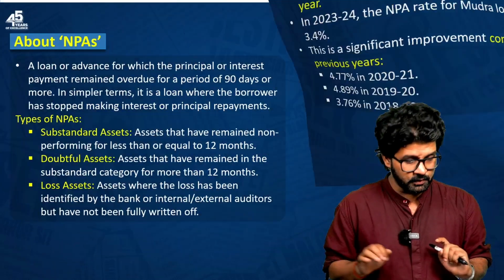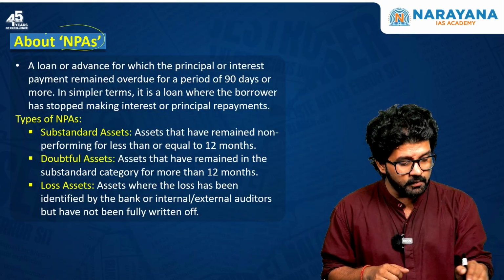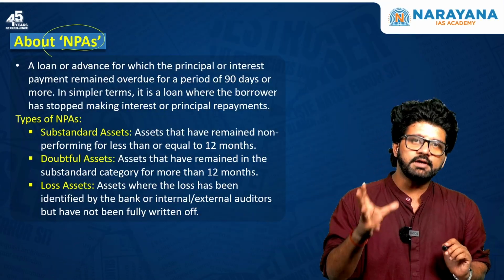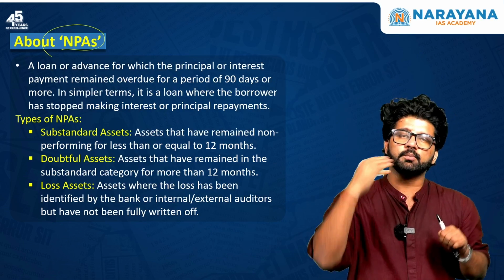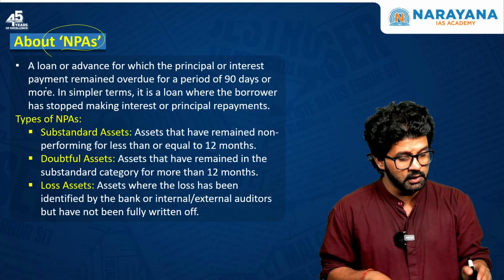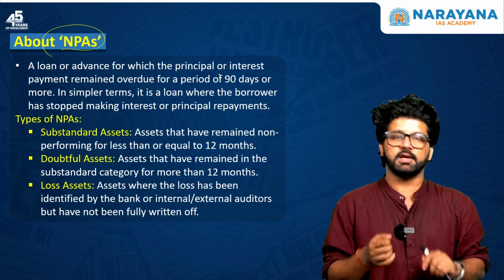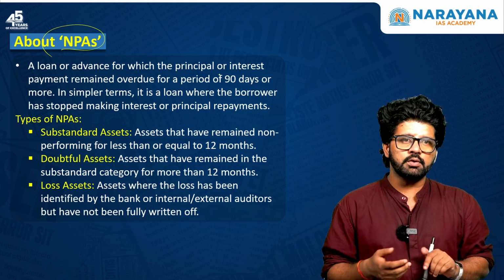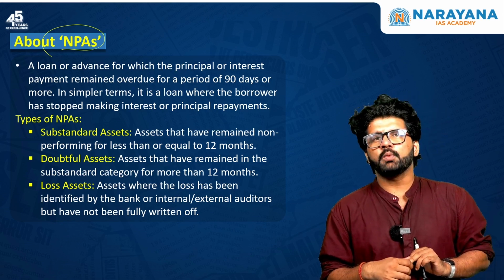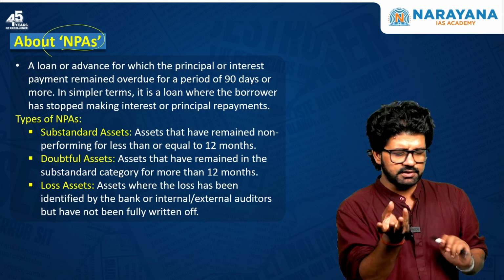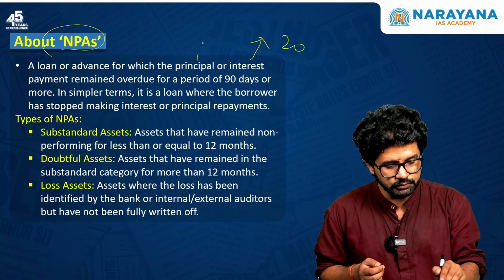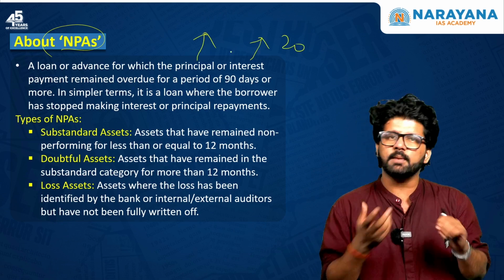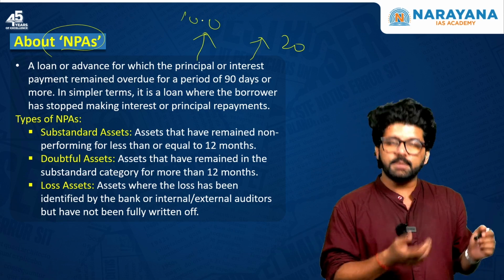Now the terms: non-performing assets. What are the different types of non-performing assets? And then we'll talk about Mudra loan. What are the different types of Mudra loans? So a loan or advance for which the principal. Here, it's not only about, let's say you have taken a loan of 100 rupees, and you have to pay 20% interest. So interest is 20 rupees, right? So NPA is not only about principal, it's about either principal or interest.